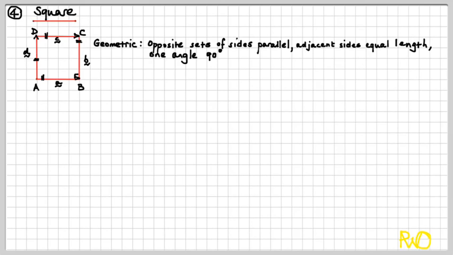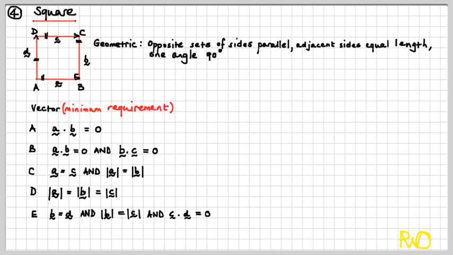So we're saying here for geometric, opposite sides have to be parallel, adjacent sides have to be equal in length. That gets us to rhombus status, but then one angle has to be 90 degrees. That's the extra constraint you need for a square. So here's your vector minimum requirements. Boom, boom, boom, boom, boom. Pause the video and come back, and we'll see what you think.